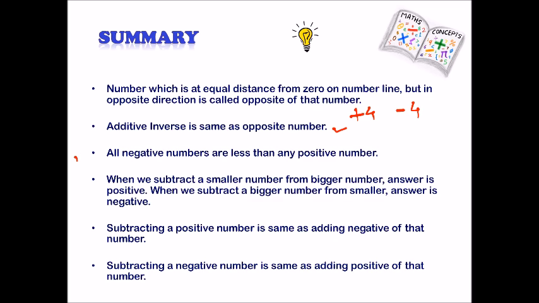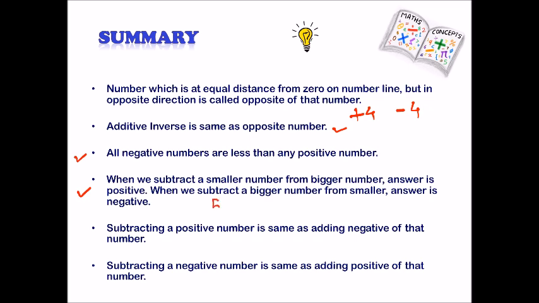Okay, then all negative numbers are less than any positive number. Why? Because obviously all negative numbers are less than 0, all positive numbers are greater than 0. So if negative numbers are less than 0, obviously they are going to be lesser than positive numbers. Okay, then when we subtract a smaller number from bigger number, answer is positive, and when we subtract a bigger number from smaller number, answer is negative.